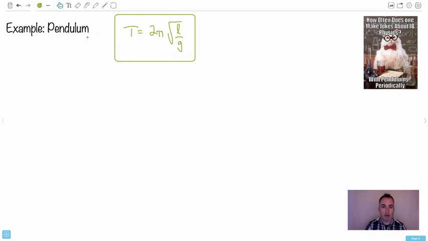But this particular equation is really important because what it tells you is that if you were measuring a bunch of values, so let's say you're taking data and you knew the period and you were manipulating the length.